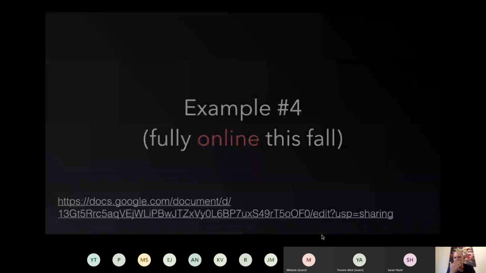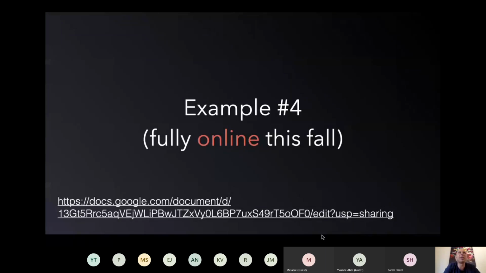Does anyone have any questions about that? Apologies for the Google Docs. I know it's a Microsoft workshop. You can just substitute that with Word, and it works just as fine.